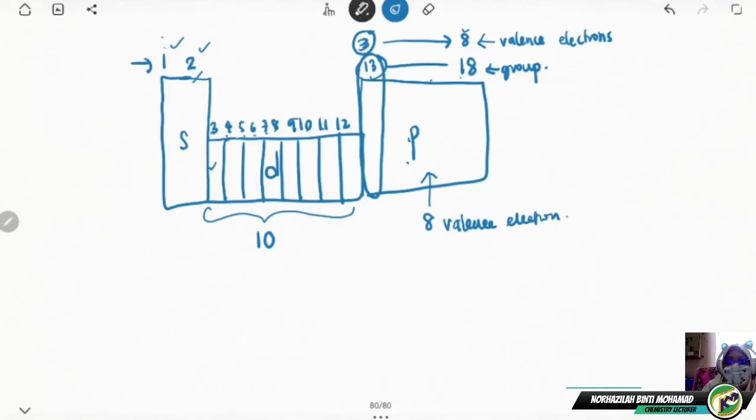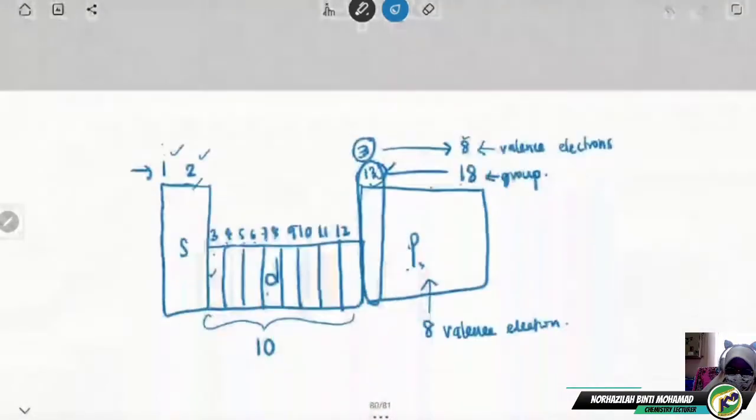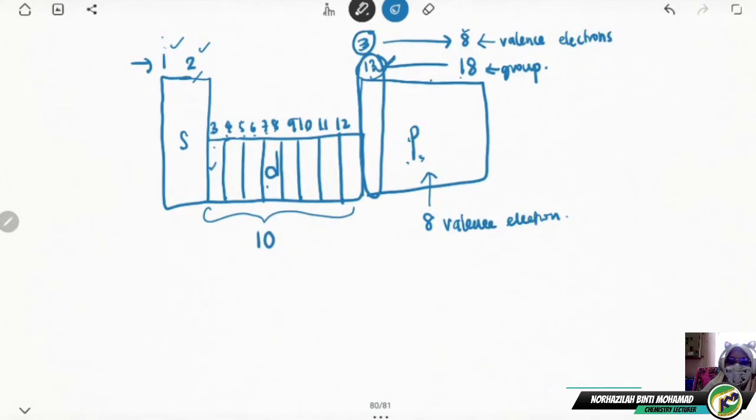Kenapa dia jadi grup 13? Kenapa tak boleh jadi grup 3? Sebab dia adalah P block elemen, dia bukan D block. Kalau ikut susunan ni, kenapa yang ni 13? Kenapa tak boleh terus 1, 2, 3? Ni 1, ni 2, sini 3. Kenapa sini tak boleh 3? Lepas 12 kena 13. So antara S dengan P dipisahkan oleh 10 group of D block element. Sebab tu kita tambah je 10 kat situ.